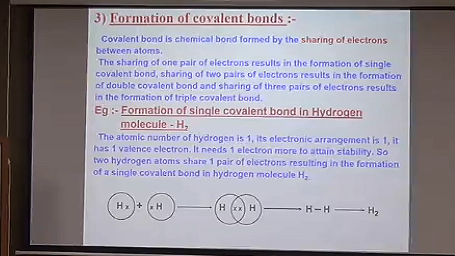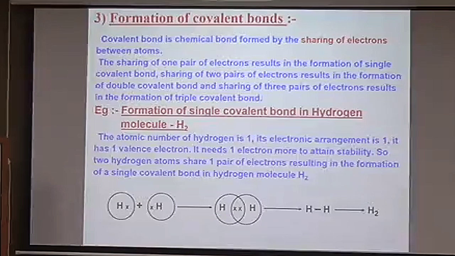So what it does, it shares one electron with the other hydrogen atom. Let us draw the electron dot picture for the formation of hydrogen molecule. So hydrogen with one valence electron we can show with its symbol, the valence electron only. This is called the electron dot picture.